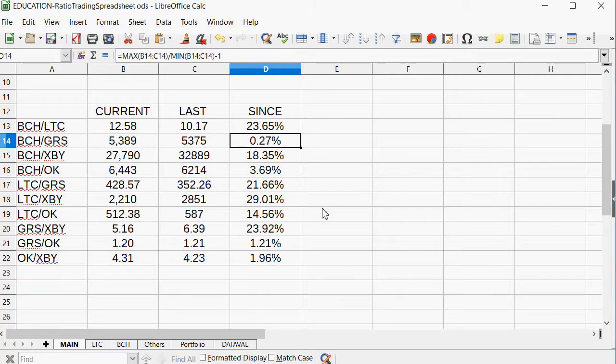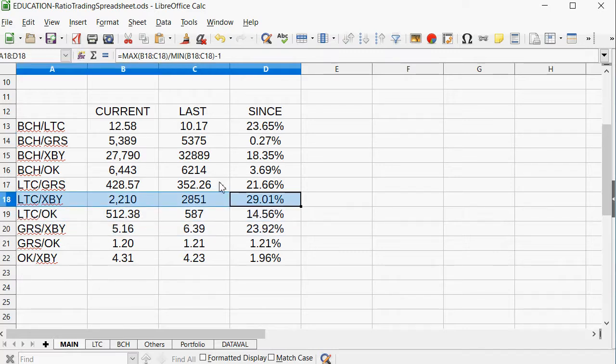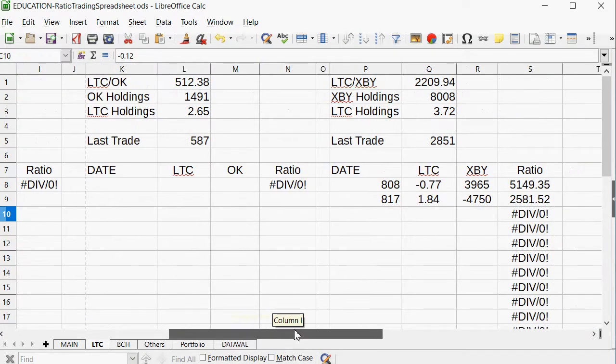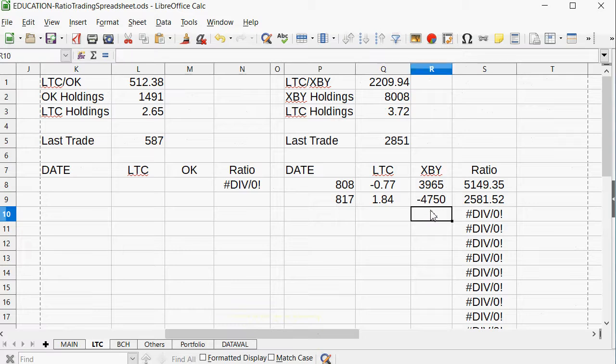Okay, so now what do we got? We got 29%. Litecoin XBY, which is going down. XBY winning. So with owning 4,000, let's just make another small trade, like 2,500 of them.